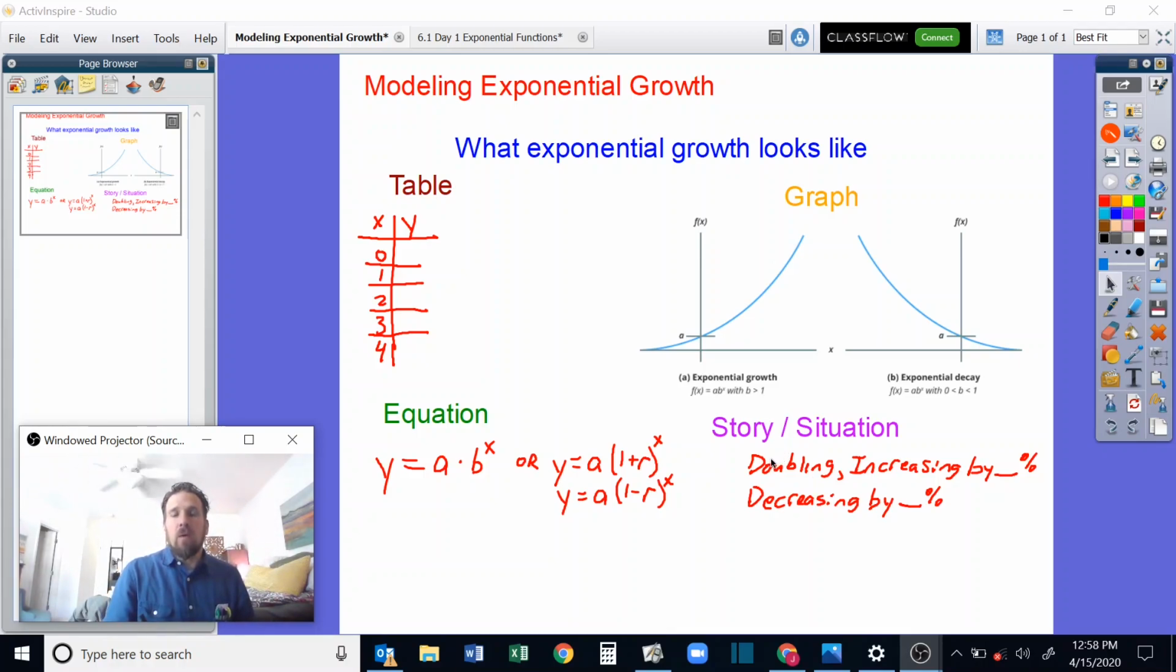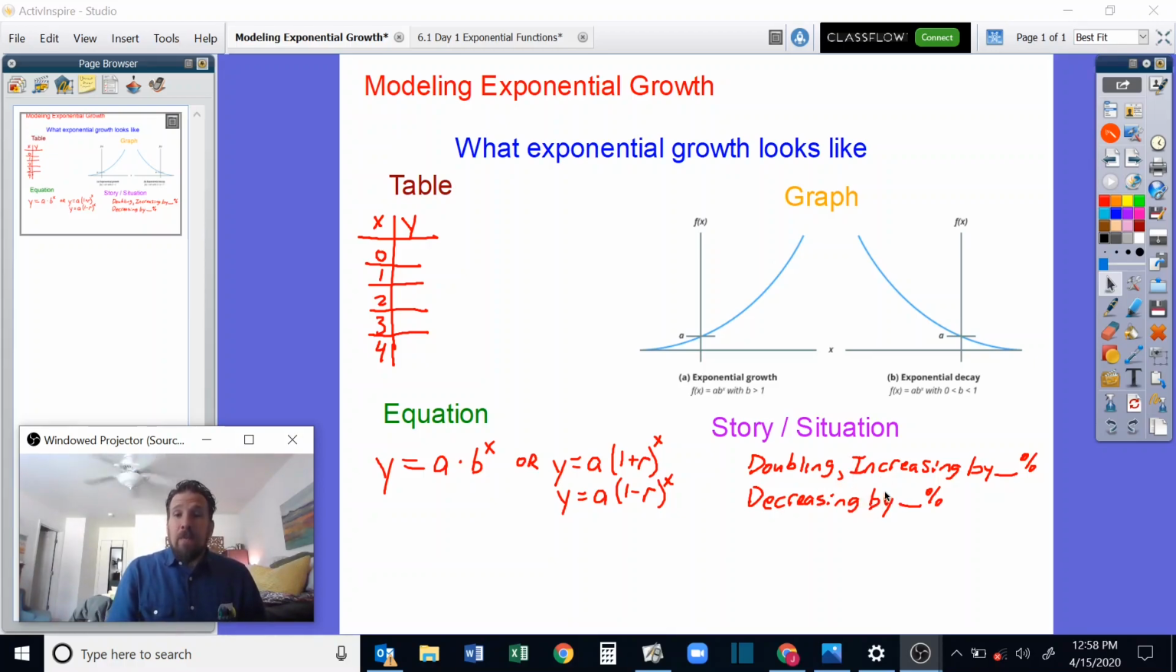Sometimes during this coronavirus thing, when we've talked about the way the disease is growing in terms of infecting the population, we talk about how often it's doubling. That's an exponential growth situation. If it's increasing by 1% or decreasing by 1%, we're talking about an exponential growth or decay.